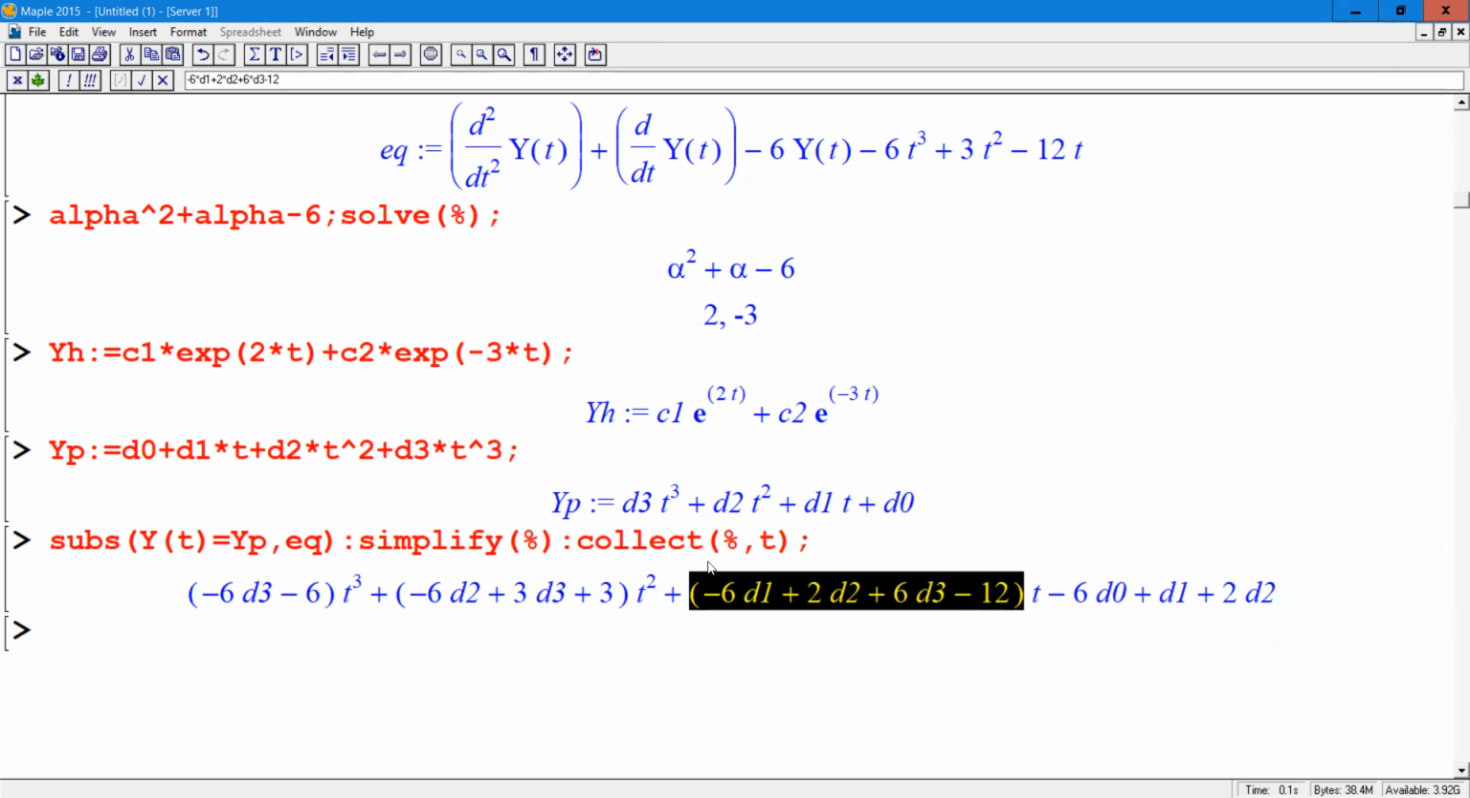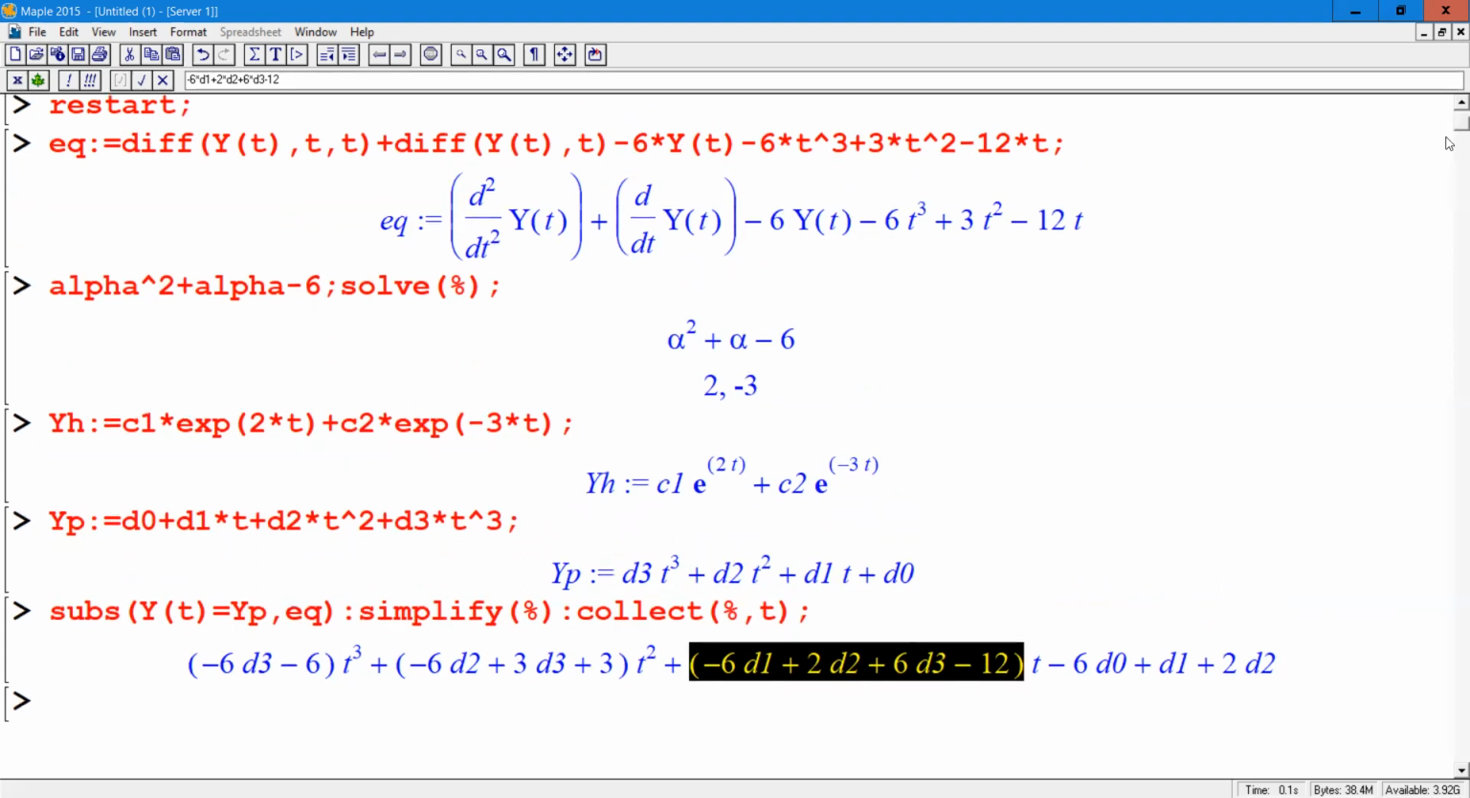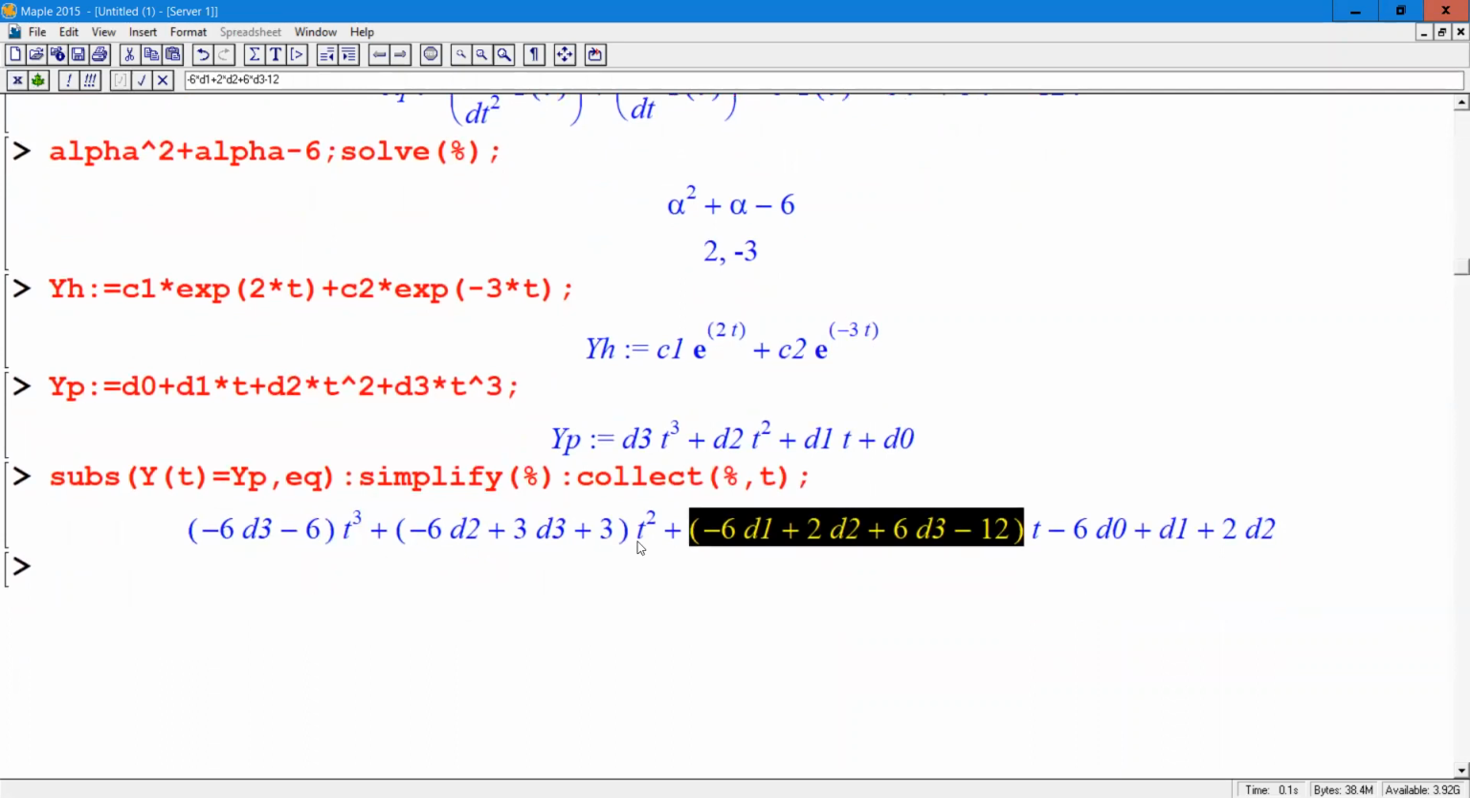All of these terms must be equal to 0 because yp is your answer. When you plug your answer into the main equation, it means that the equation should be satisfied. When you substitute the solution into your equation, this equation must be equal to 0. For this purpose, the coefficient of t cubed, t squared, t, and this constant term must be equal to 0 separately. So we will have 4 equations.